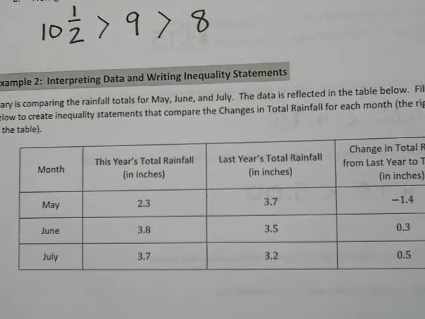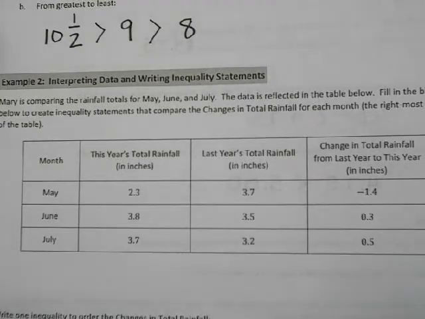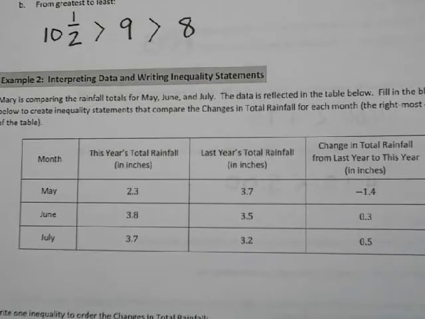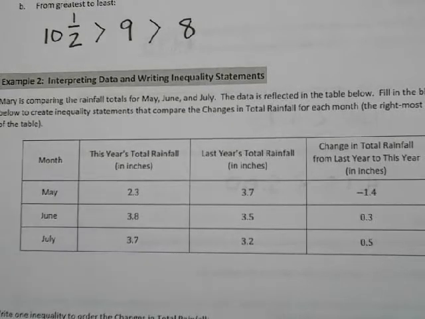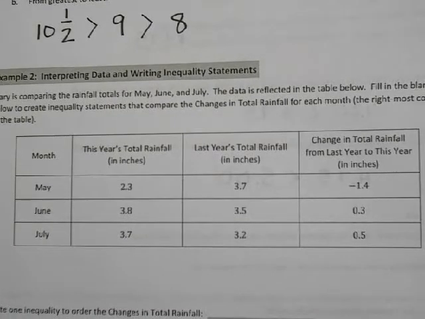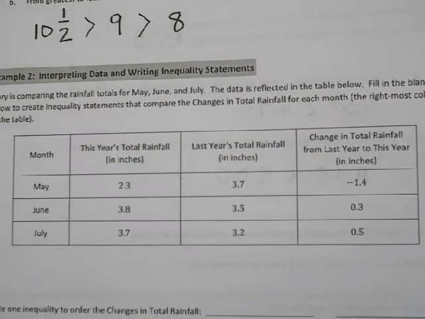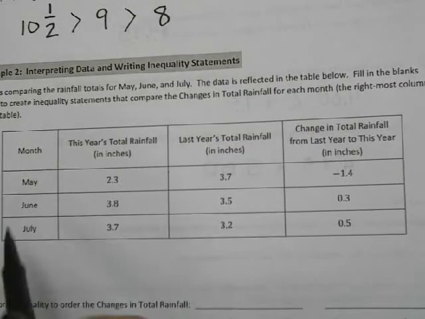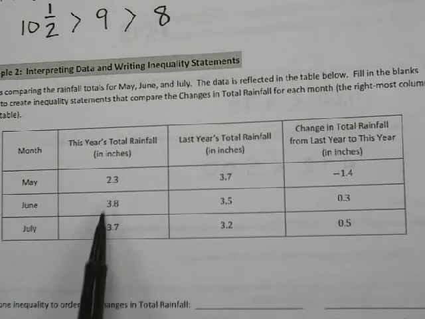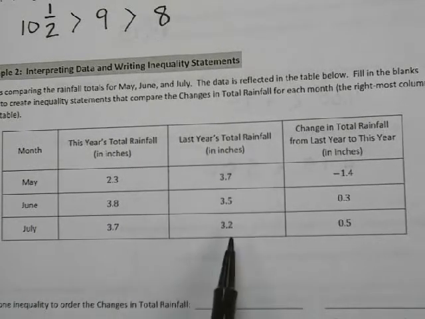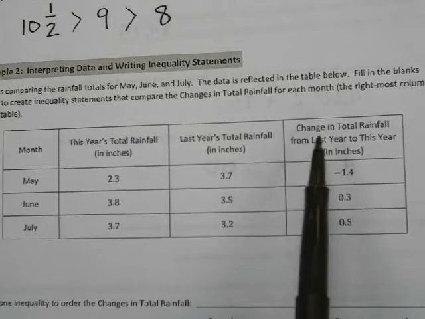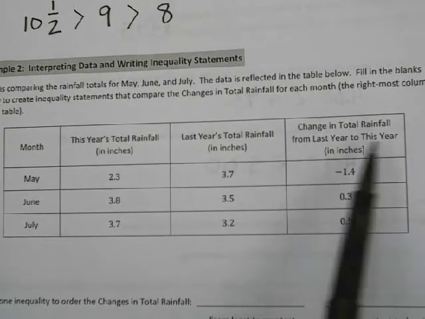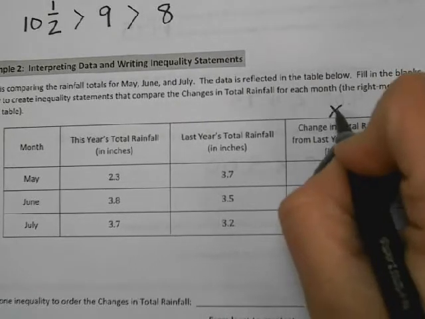Example 2, we're going to have to look at a table and kind of interpret some data. Mary is comparing the rainfall totals for May, June, and July. The data is reflected in the table below. Fill in the blanks below to create inequality statements that compare the changes in total rainfall for each month, the rightmost column of the table. So notice there's several columns of our table. We have month, May, June, July. We have this year's total rainfall in inches, last year's total rainfall in inches, and then this last column, changes in total rainfall from last year to this year. So this is the column that we're wanting to use.